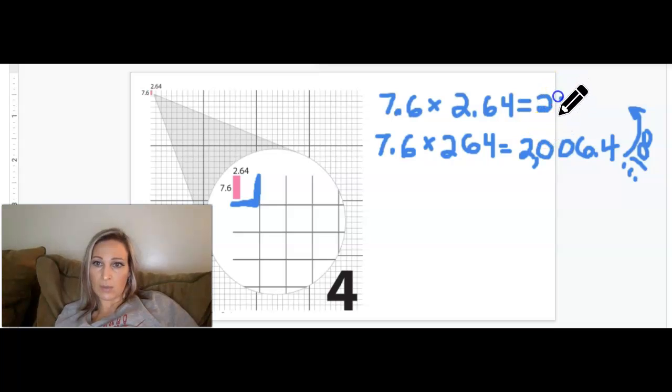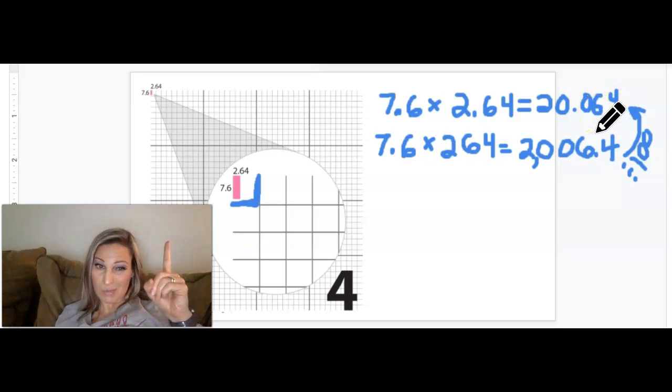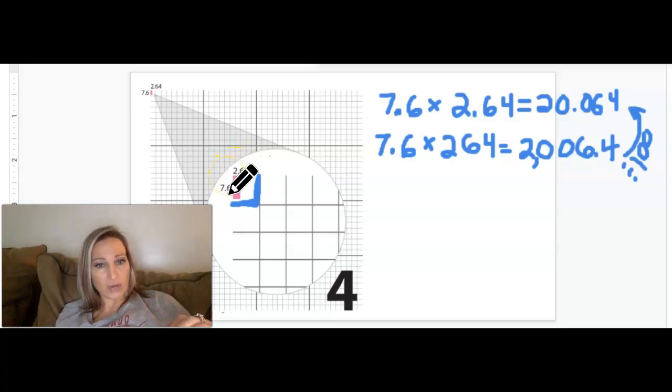This 0 will be in the ones. The next 0 would be in the tenths. The 6 would be in the hundredths, and the 4 would be in the thousandths. So 20 and 64 thousandths is our answer. And let's check, does that make sense? Remember, we estimated 24, 20 is close to 24, and we knew that the area of this needs to be less than 100, and 20 is definitely less than 100. It makes sense to me.